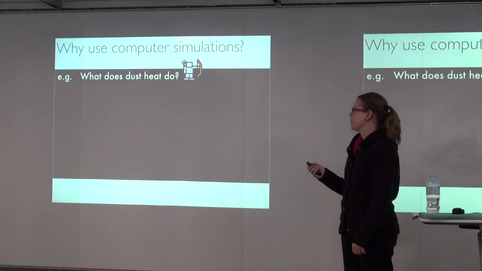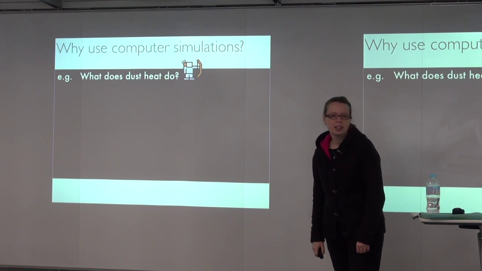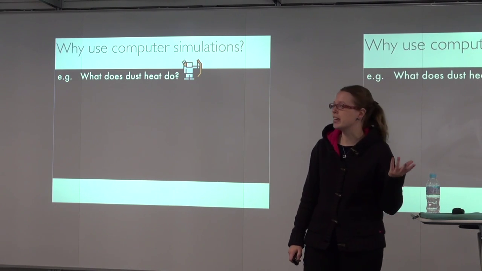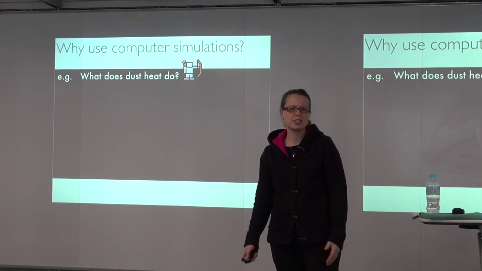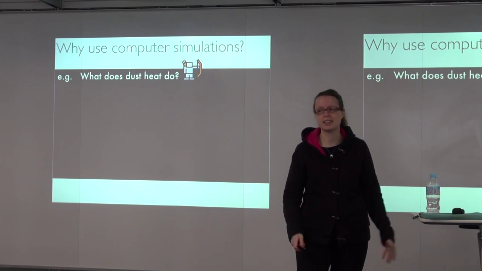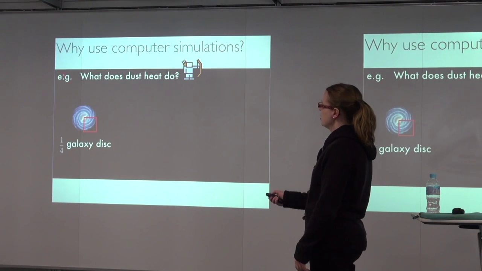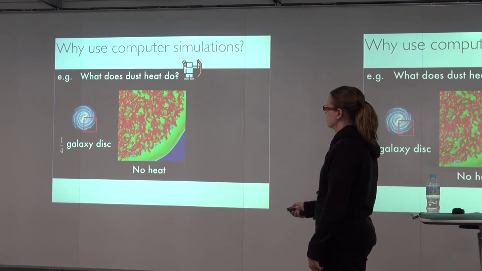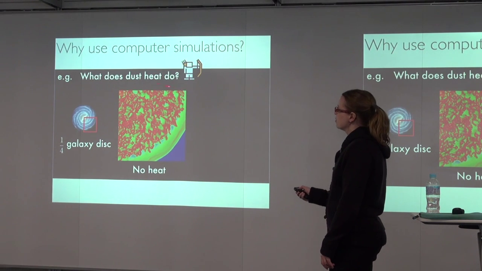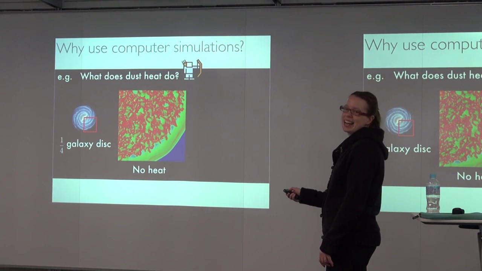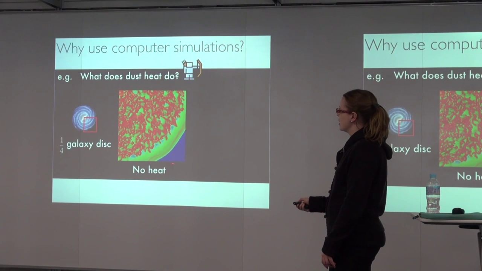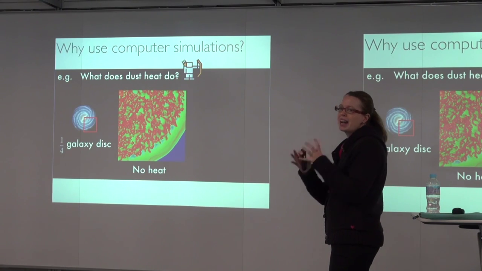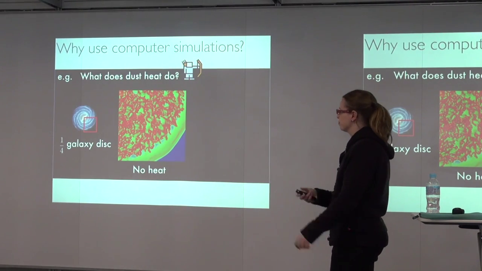So as an example, we could ask, what about dust heating? The galaxy turns out to be packed full of dust, and this can give out a lot of heat. But is it important? Does it matter for star formation? Let's take a look. So I'm going to show you a simulation that is only one quarter of this galaxy disk. And this is what it looks like without any heat. What you're looking at is gas density. So there's very little gas out here, and in these red going yellow spots, there's a lot of gas packed very closely into a small area.